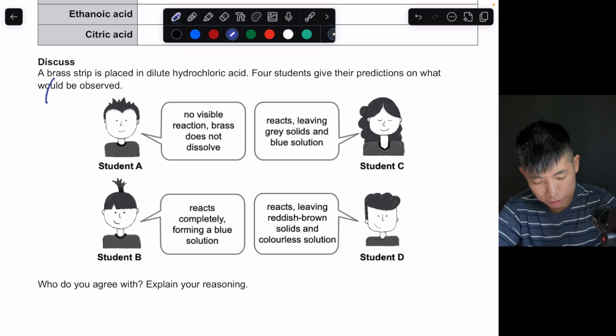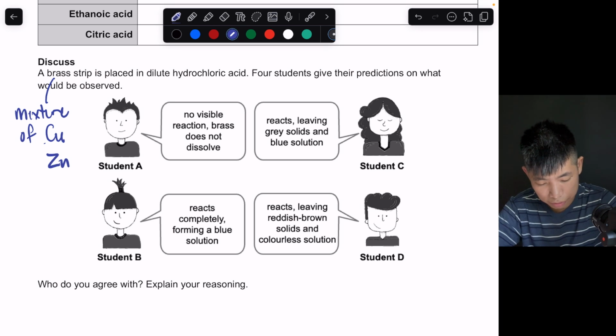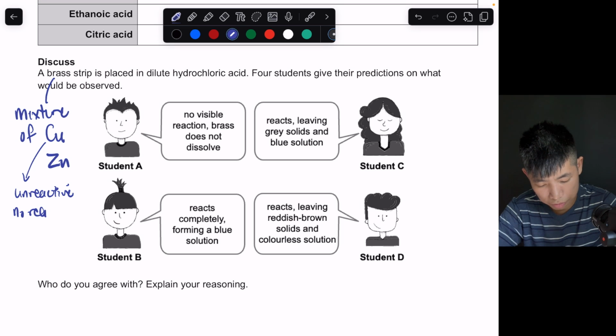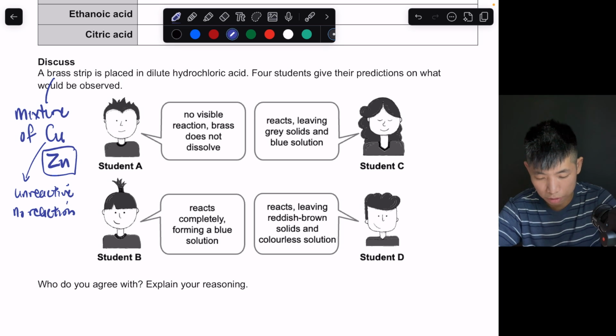We have learned in the chapter on alloys that brass is a mixture of copper and zinc. You know that copper is unreactive, so it doesn't react with acids. Zinc is the one that will react. In a mixture, the different components retain their own properties. So the zinc reacts, zinc dissolves to form zinc chloride. The copper part is unchanged. The copper metal is left behind as reddish brown solids.